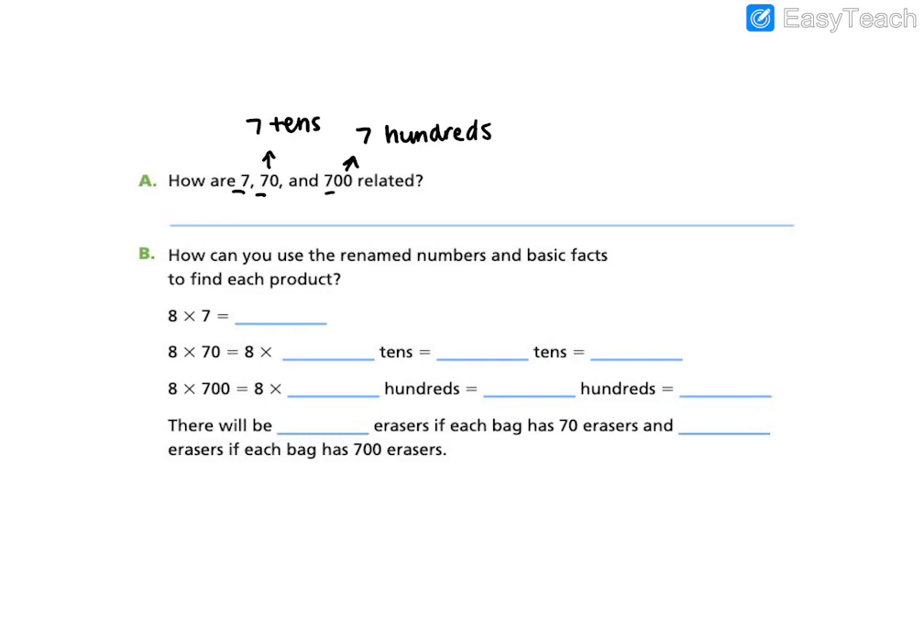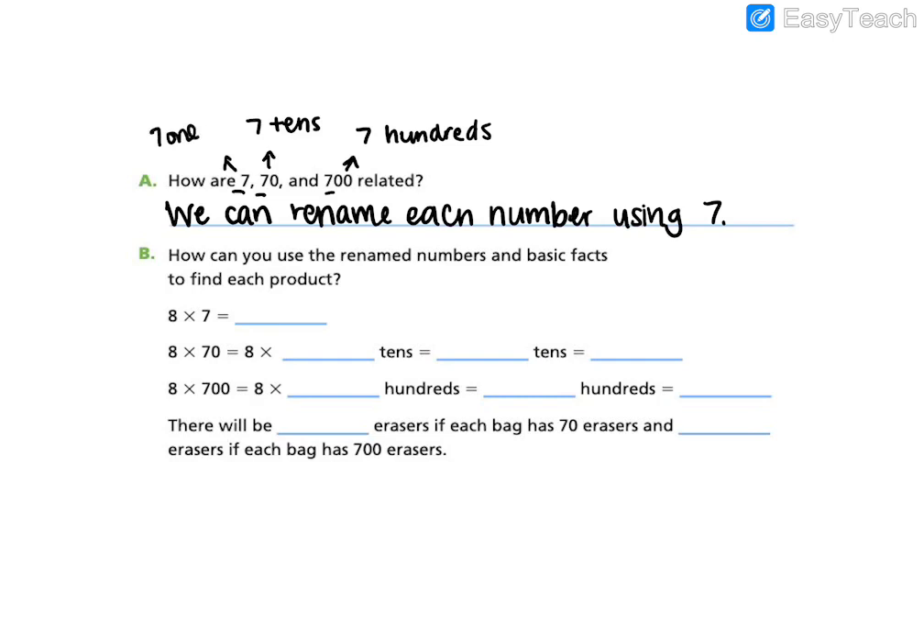So how are they related? So we can rename each number using 7. Okay. We have 7 ones, 7 tens, and 7 hundreds.